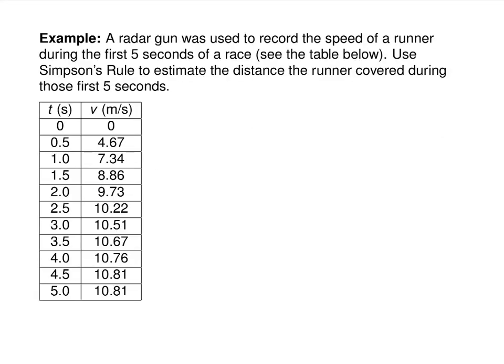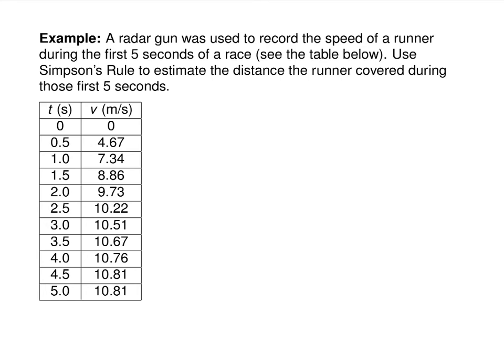Now, I said that we were going to talk about data, and we haven't even bothered, so now we'll actually do something where we don't have a function, we actually just have data. So a radar gun was used to record the speed of a runner during the first 5 seconds of a sprint race, so it must be some kind of sprint race. Use Simpson's rule to estimate the distance the runner covered during those first 5 seconds.